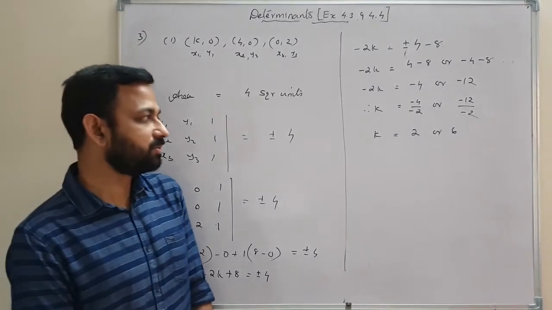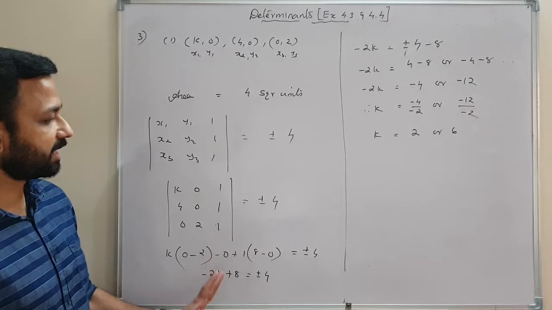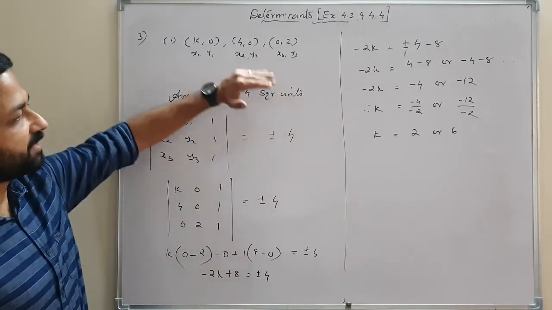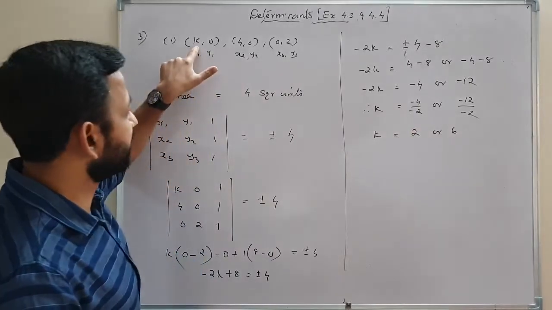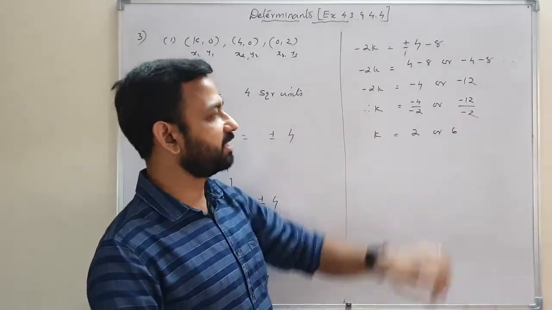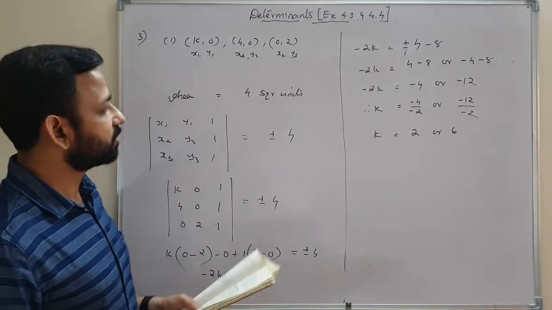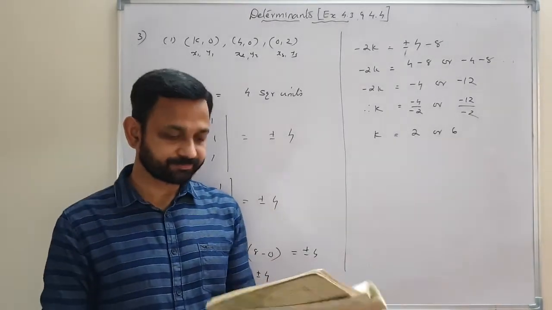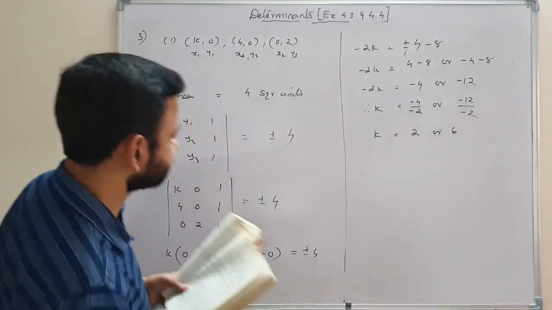So here we are getting two values for k, because we have to take the plus or minus sign. That means we can have two triangles with x coordinate 2 and x coordinate 6, and their area will be 4 square units. Okay. Now we are doing the fourth question.